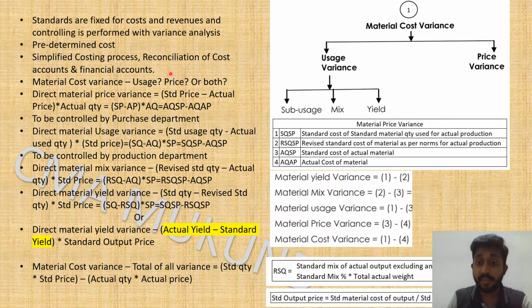If you don't have a standard, line by line you have to find what the difference is. Since you have a standard, you can just map between the standard and actual and do the reconciliation of the cost account and the financial accounts. Next we are coming to the variances. So this is where our topic is.